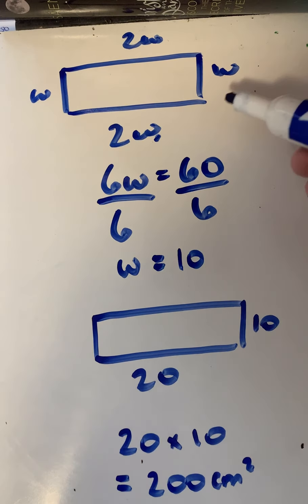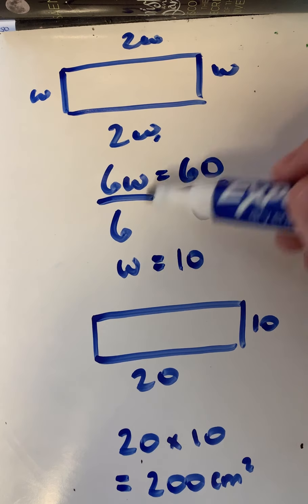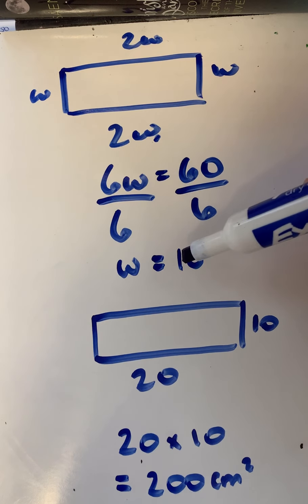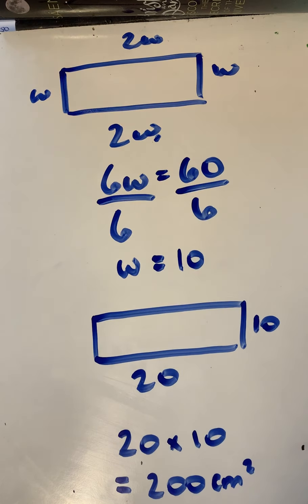Okay, so what we had to do was say that it was giving us the perimeter. And a lot of you stopped here. So what we needed to do was actually figure out what the width was in order to plug it into the later one, okay?